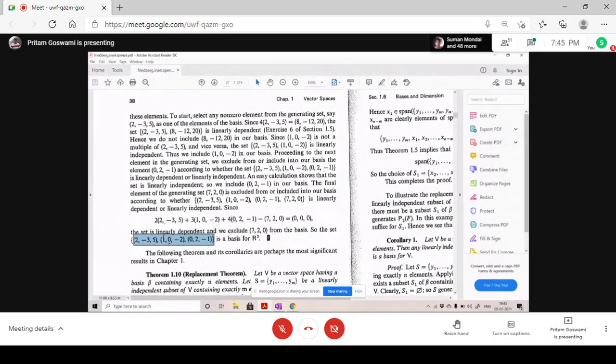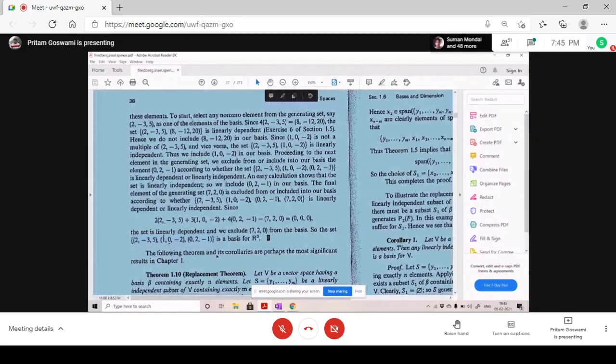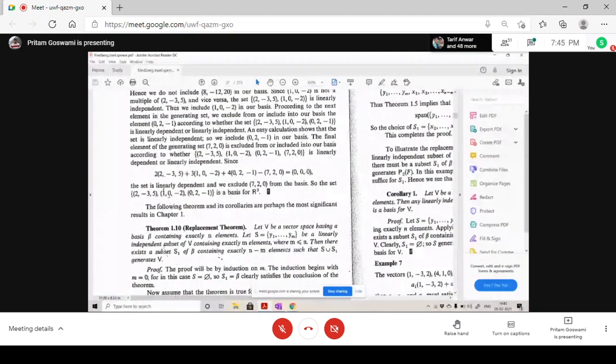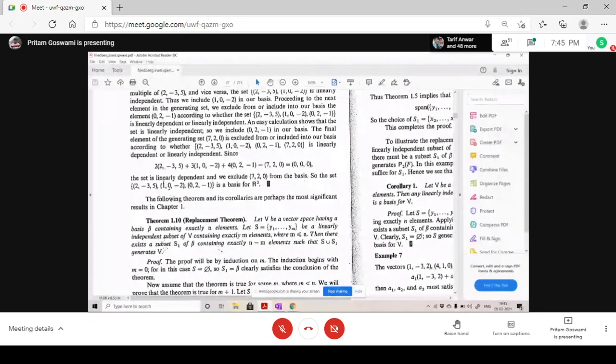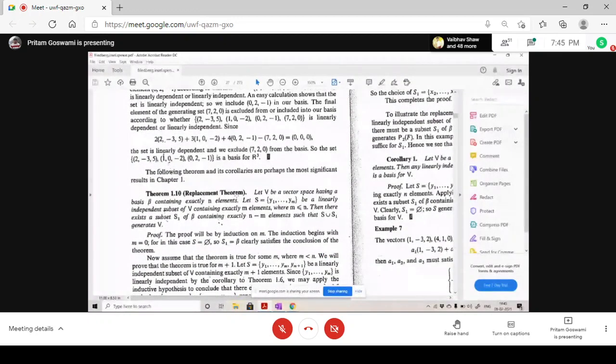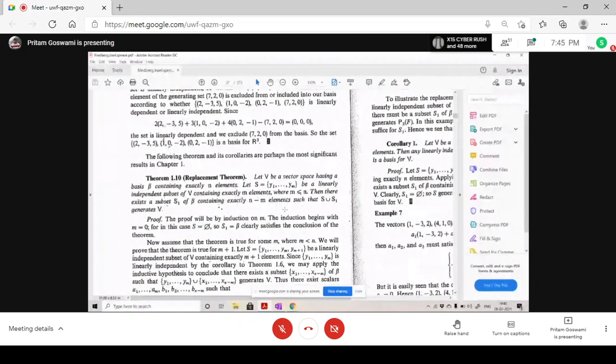It will be a basis for R3 among these five vectors. Okay, you can check it later. Okay, so here is another important theorem, the replacement theorem. This is one of the most important theorems in this subject.